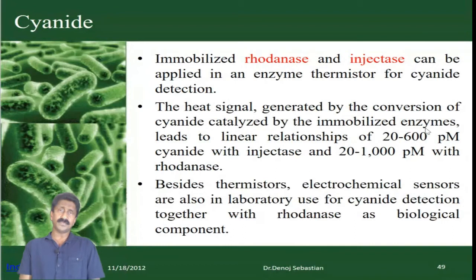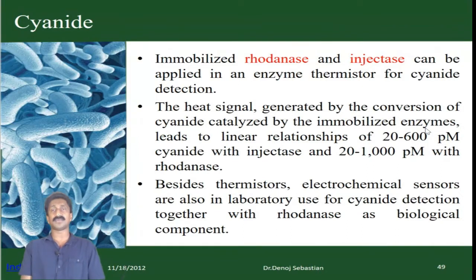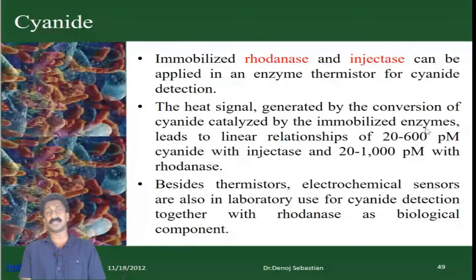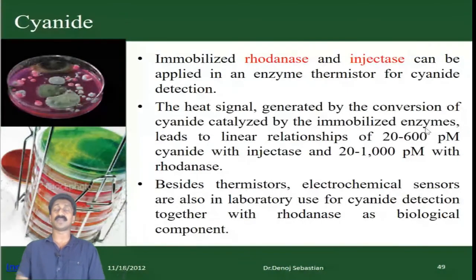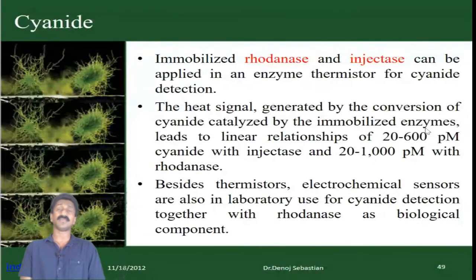Anyway, as I mentioned, the two enzymes for the detection of cyanide are rhodanase and injectase, and both have a detection limit within the range of picomolars, 20 to 600 picomolars, which is very good when we consider the quantity of cyanide, because cyanide is toxic even if present at picomolar levels. So it needs to be detected at very low concentrations when compared with some other analytes, which may be detected at milligram or millimolar levels.